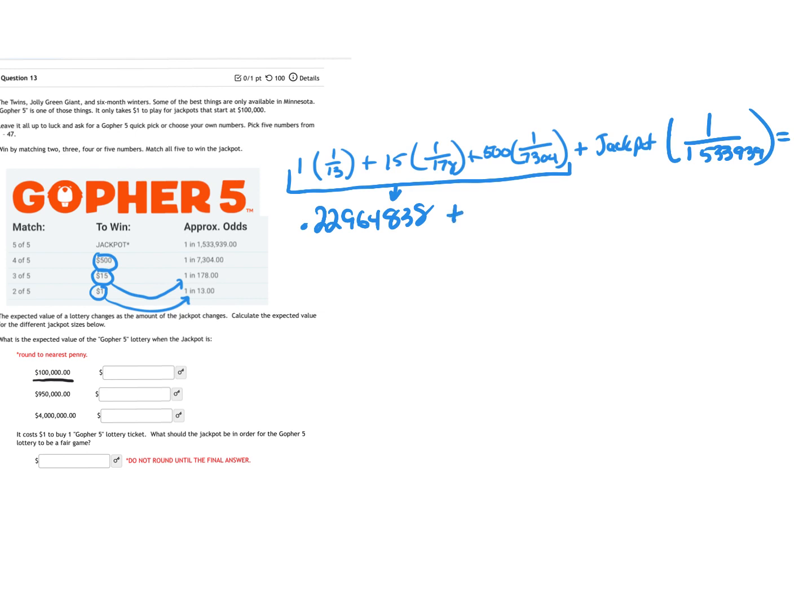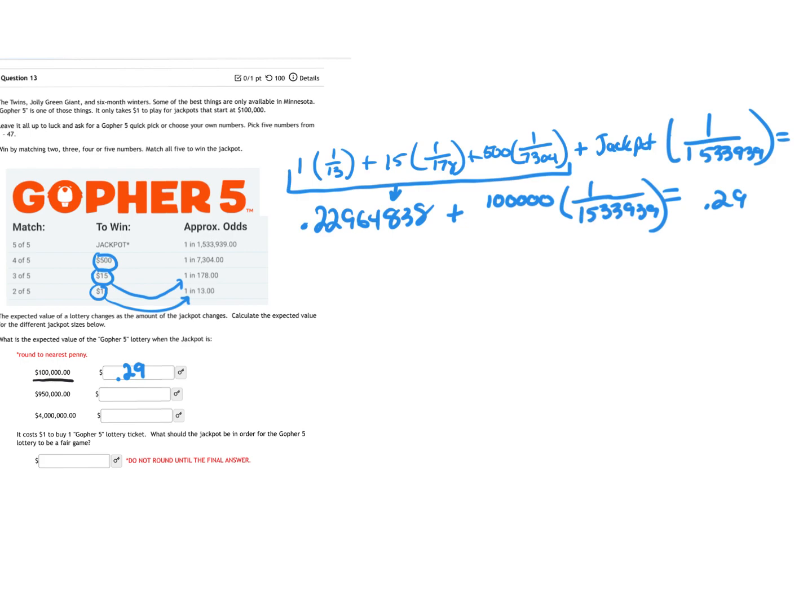So now to this, I'm going to add in the jackpot. The jackpot is 100,000 in the first one, times 1 over 1,533,939. And when you put all that in your calculator, you'll end up with 0.29 something. And these you can round to 2 decimal places, the nearest penny.